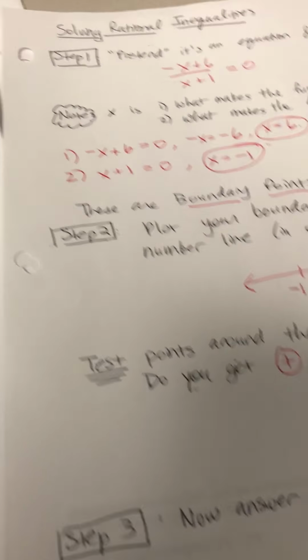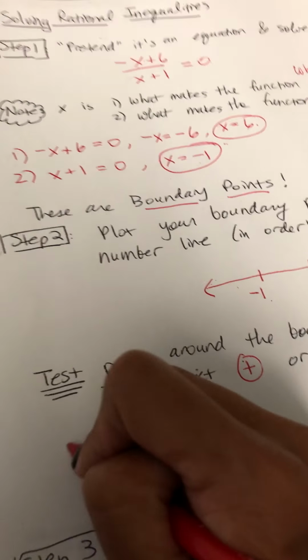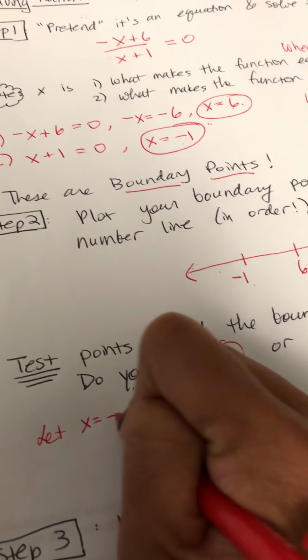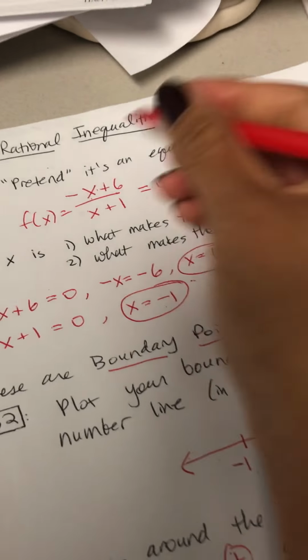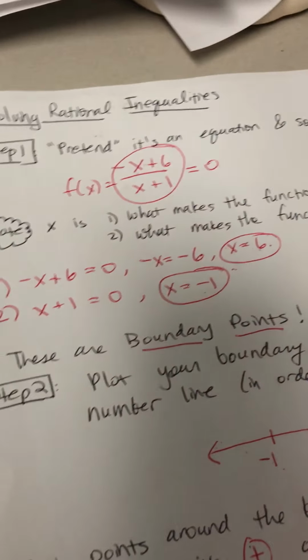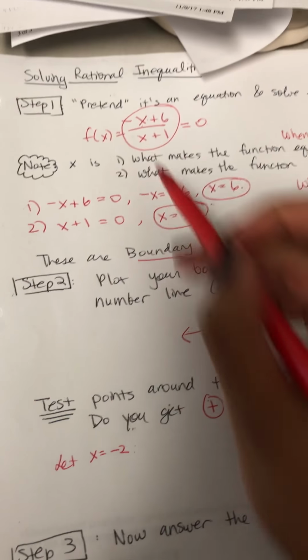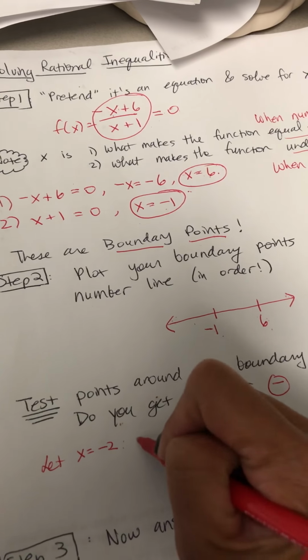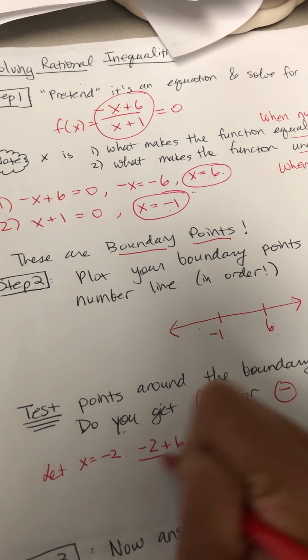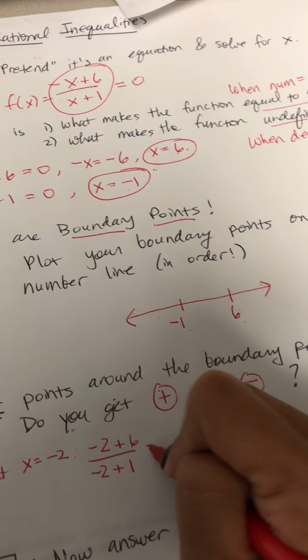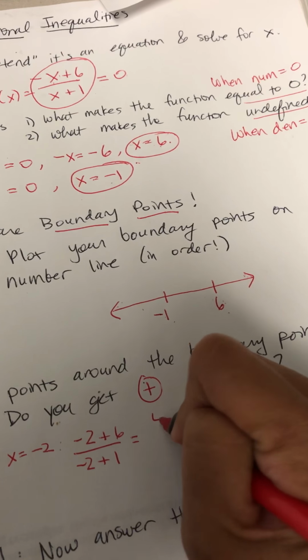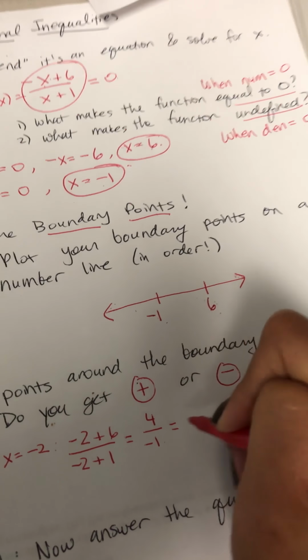If I let x equal negative 2 and I plug it into this function, what values do I get? So if I plug negative 2 in here, I get negative 2 plus 6 over negative 2 plus 1. If I plug this in, I end up getting a positive 4 over a negative 1.